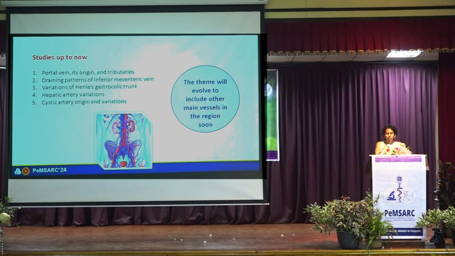First one is regarding the portal vein, its origin and tributaries. Second one on draining patterns of the inferior mesenteric vein. Third one on variations of Henle's gastrocolic trunk. Fourth one on hepatic artery variations, and the fifth one on cystic artery origin and variations. So, if we see carefully, all these are more or less regarding the portal system.